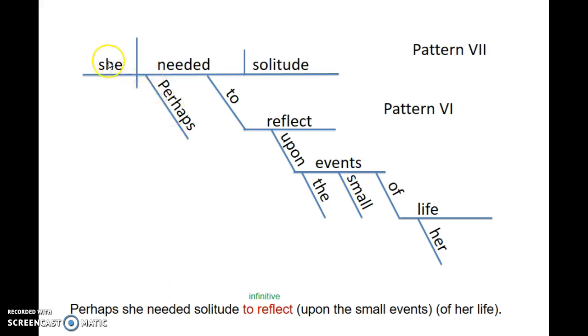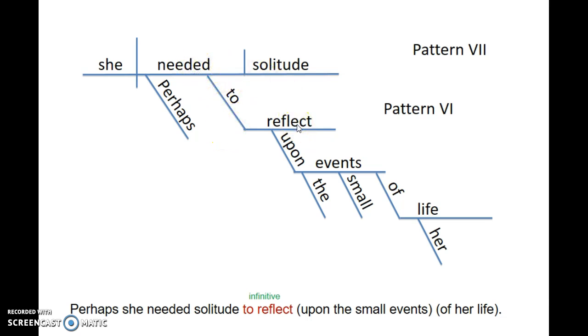She needed solitude: subject, transitive verb, direct object is pattern 7. We put her perhaps underneath the verb that it's modifying. And then we come to reflect. Keep in mind that when you see to, it can either introduce an infinitive or be a preposition. So when you see that, you need to make sure, if it's a verbal, that it's followed directly by a verb, which it is in this case. So she needed what? To reflect.